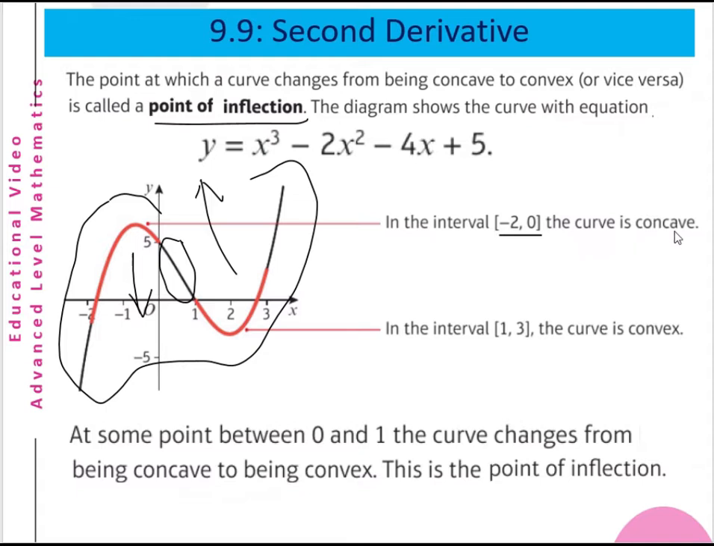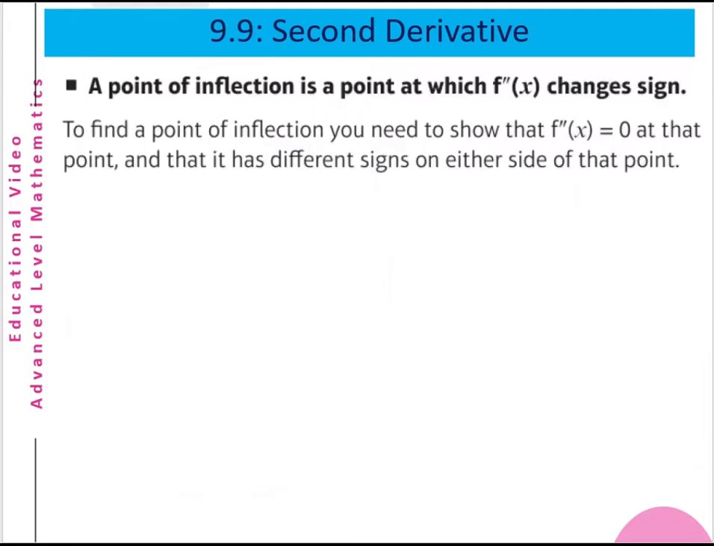The curve is concave from minus 2 to 0. Because on the interval from 1 to 3, the curve is convex, open end facing up. At some point between 0 and 1, the curve changes from being concave to being convex. This is the point of inflection.